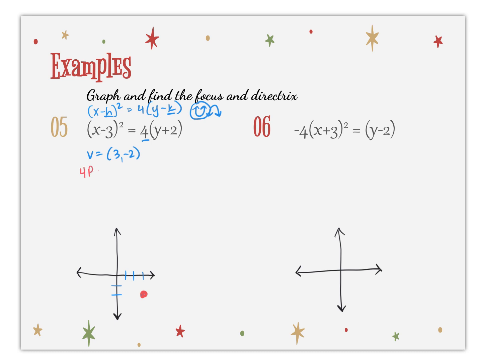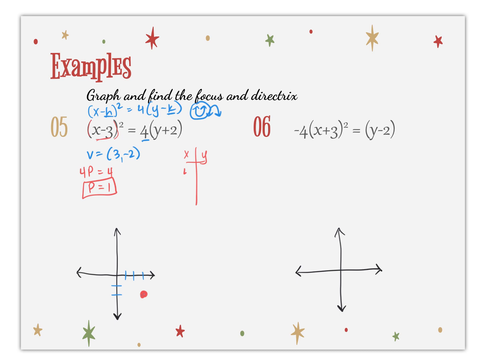So remember that 4p equals 4. That means p equals 1. So I know that my focus is going to be 1 unit away from the vertex, and my directrix will be 1 unit away in the other direction. But my graph has to be somewhat accurate, so I am going to have to come up with an x and a y value. So I like it when whatever's being squared here equals 1.